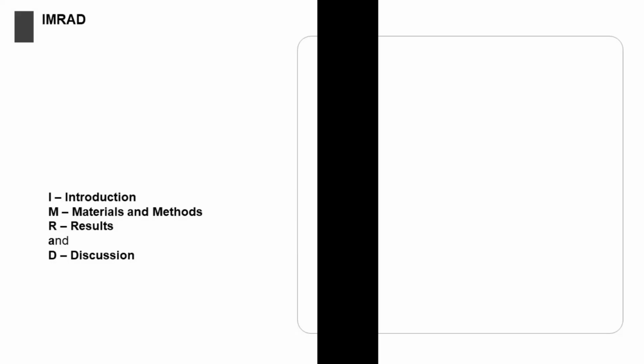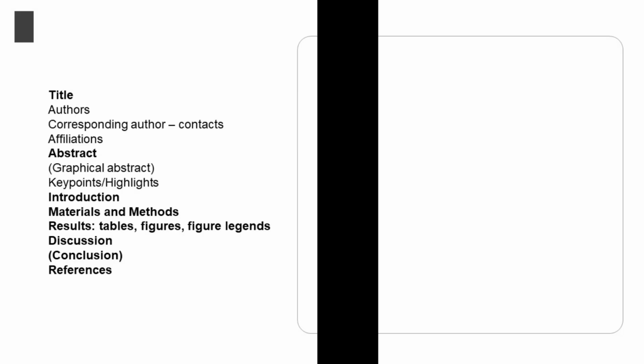The structure of a scientific article is usually denoted by the acronym IMRAD: Introduction, Methods, Results, and Discussion. But in reality, the structure is a bit more detailed. Each article also has a title, abstract, and reference list. If I further elaborate, then, of course, there is a list of authors, contacts of corresponding author, authors' affiliations, meaning where they work or study. Sometimes, the article can have a graphical abstract and key points or highlights.